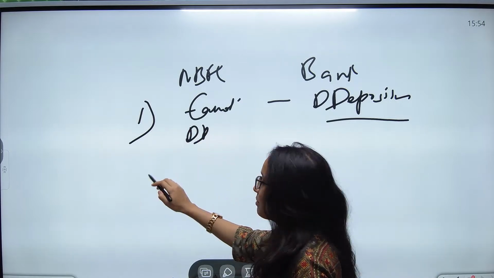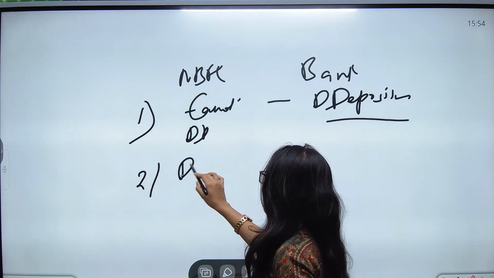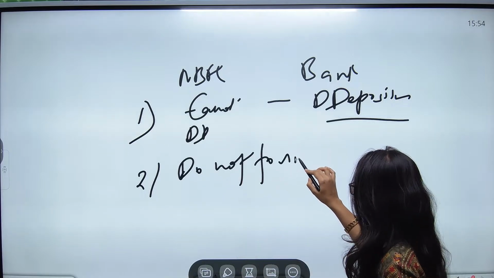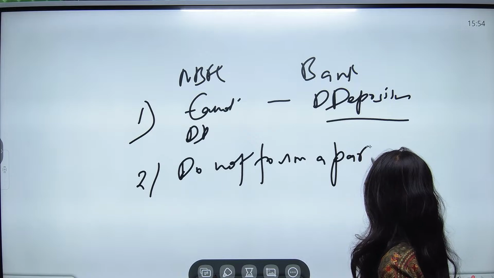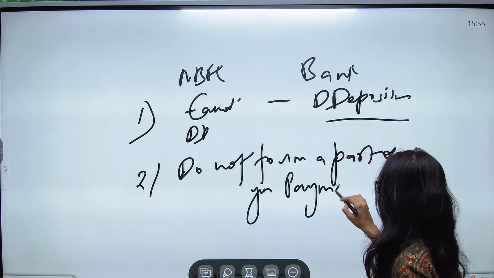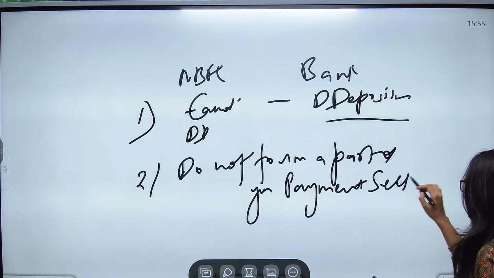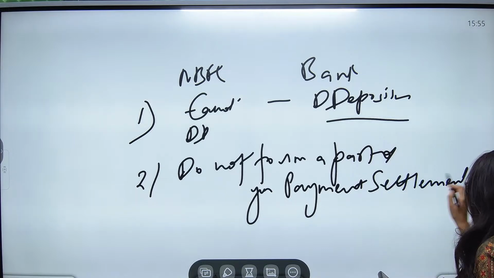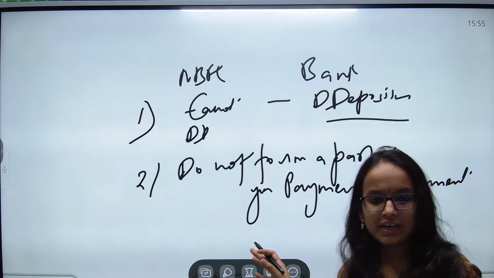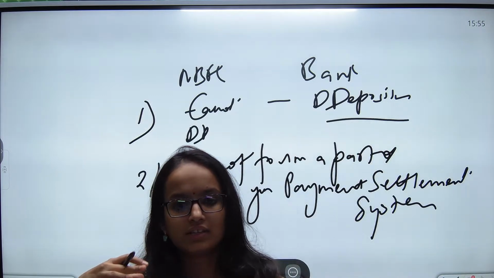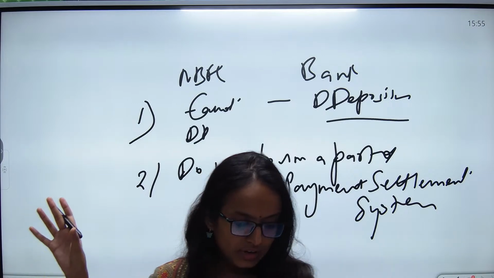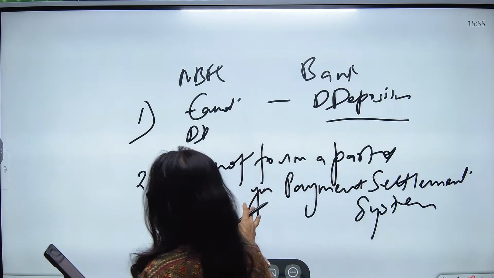First, they cannot accept demand deposits. Second, they do not form a part of your payment settlement system. Got it? What is your payment settlement system? All these things like RTGS, NEFT, IMPS. So NBFCs do not form a part of the payment settlement system.